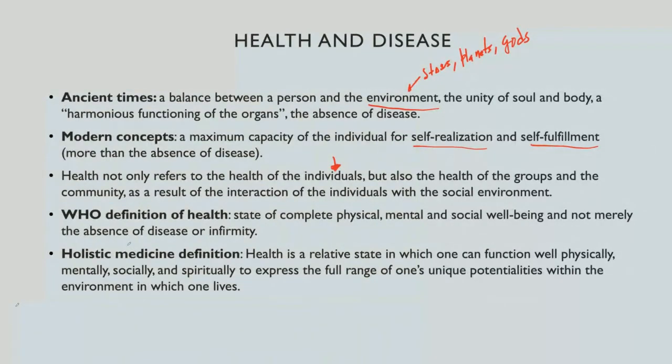Now, in holistic medicine, and we are going to be talking about these things later, health means a relative state in which one can function well physically, mentally, socially, and spiritually to express the full range of one's unique potentialities within the environment in which one lives. I like this more because it says relative, one can function well, not a complete physical well-being, because what is that? So there is no perfect definition of health, but we have to look for our definition and the definition that the patient has.